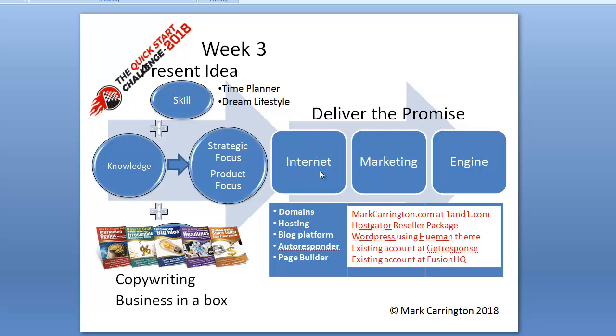Now, for delivering the promise, we've got internet platform related things, we've got marketing related things, and we've got an engine that allows you to repeat things. This particular assignment deals with this first column of internet things, and the things that are required are the domain. I already have markcarrington.com, which is registered at my domain registrar, oneandone.com. The hosting has already been done at HostGator. I have a reseller package which allows me to add new sites really quickly.